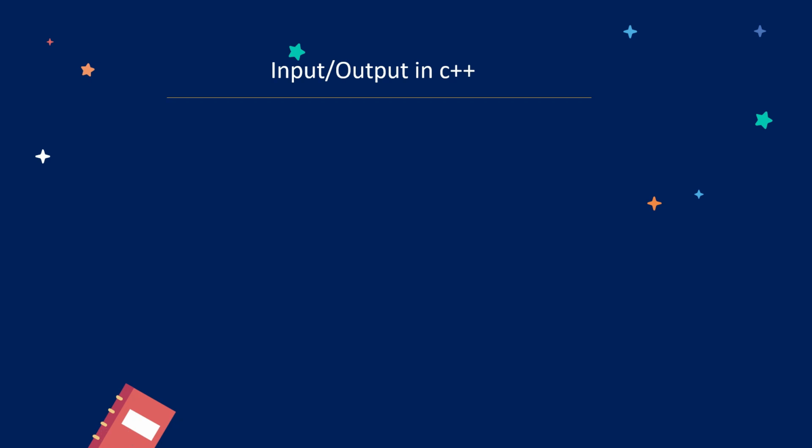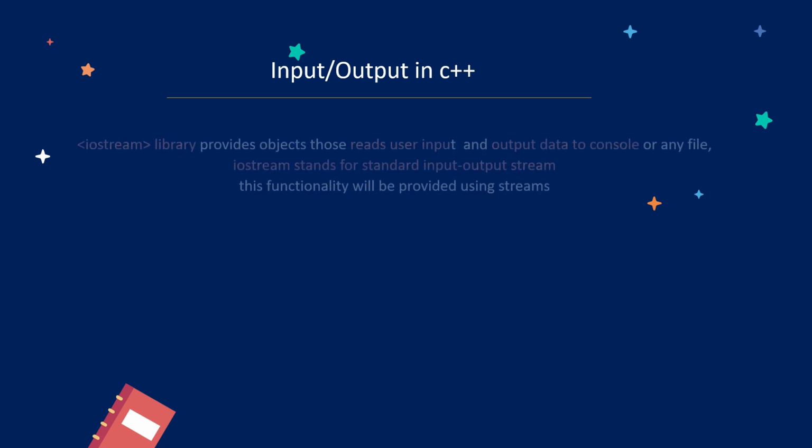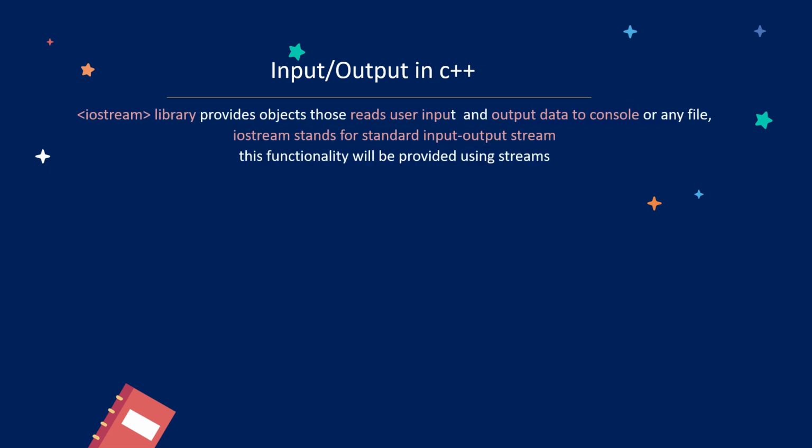Today we'll learn about input and output in C++. Input and output in C++ are available in the iostream library. This iostream library provides the objects that are basically used to read the input from the user and to display the output on the console to the user or to any other files.